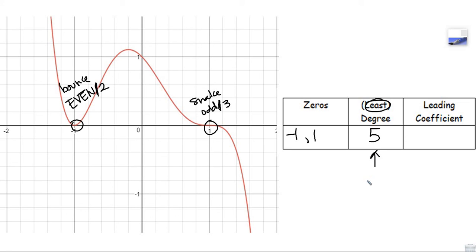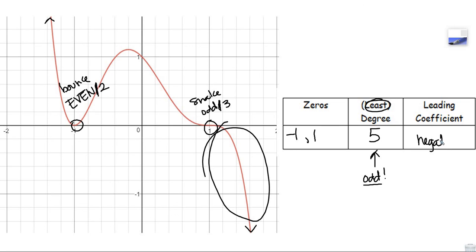Now again, we should have expected this to be an odd degree as our end behavior goes in opposite directions. So we also know that with an odd degree, the right-hand side is what matches our leading coefficient. So because the right-hand side is going down to -infinity, I know that my leading coefficient must have been negative.